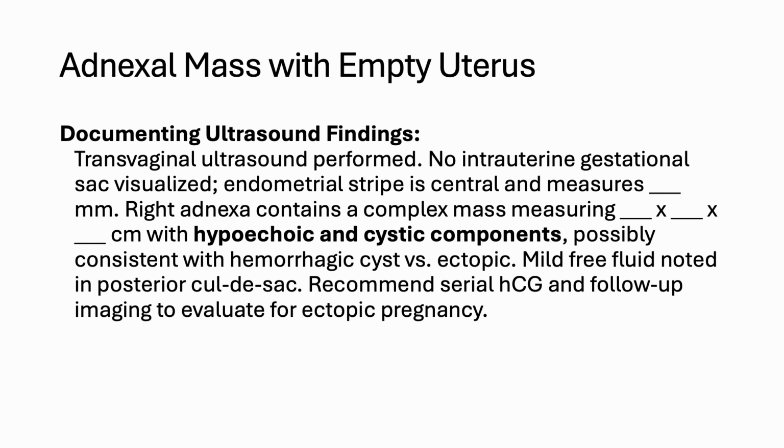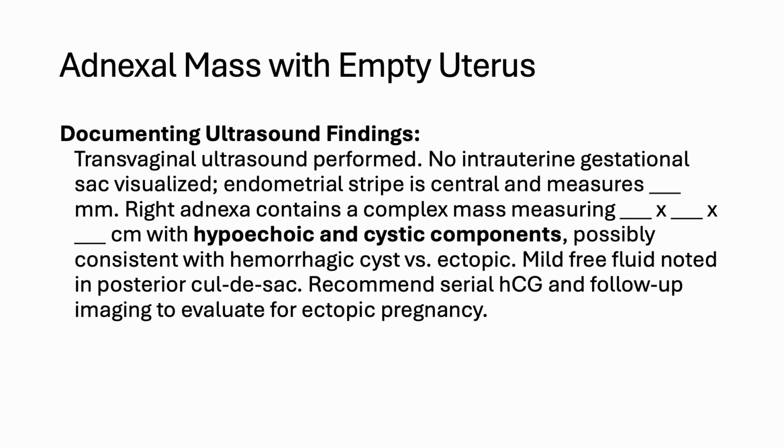So when we're documenting an ultrasound, this is often one of the challenging things as we transition from being a nurse to being a provider. I just like to give examples of documentation. So you could say, this is an adnexal mass with an empty uterus. Transvaginal ultrasound performed, no intrauterine gestational sac visualized. Endometrial stripe is central and measures however many millimeters.